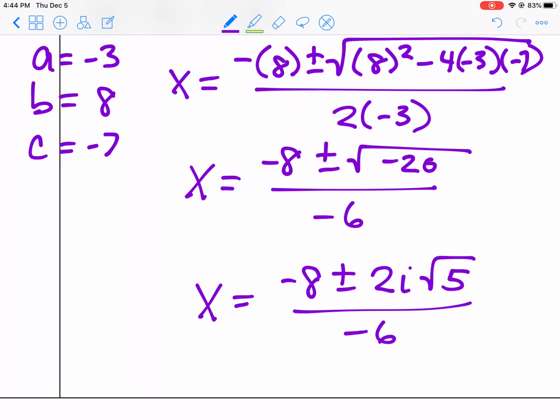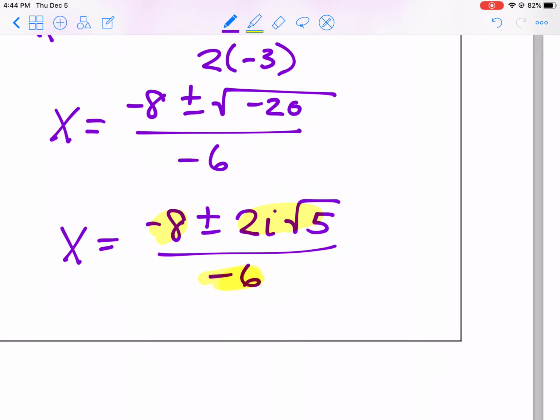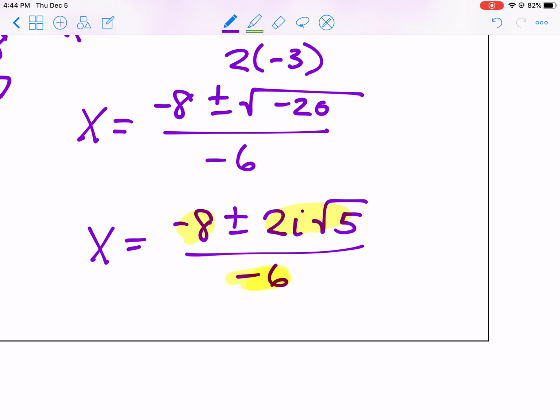Now, not only can we divide all of these terms by 2, well, it's technically one term, but each part of the term by 2. Because the denominator is negative, I want to divide by -2 so that our denominator will be positive. So if I take -8 divided by -2, I get positive 4. If I take -6 divided by -2, I get positive 3.